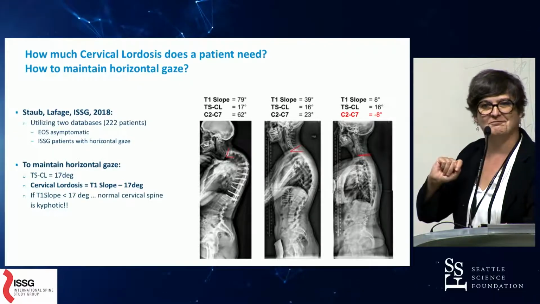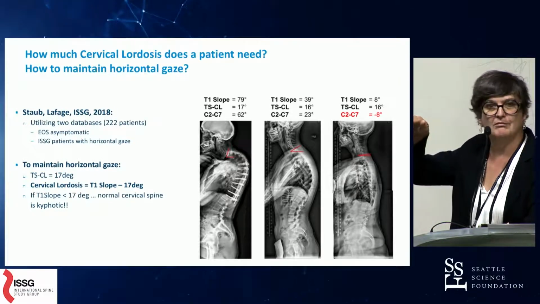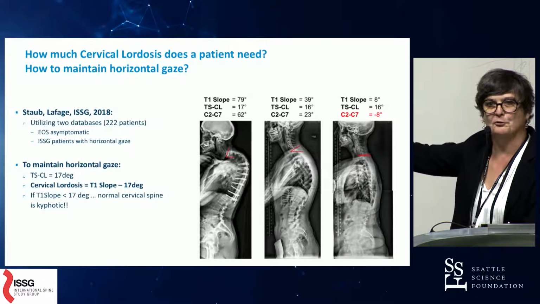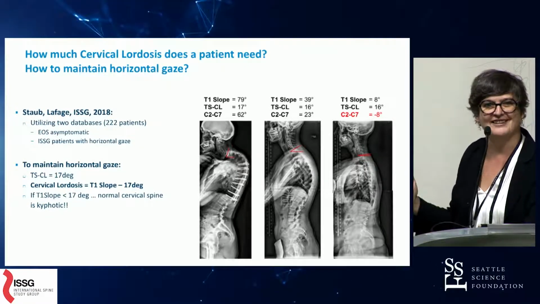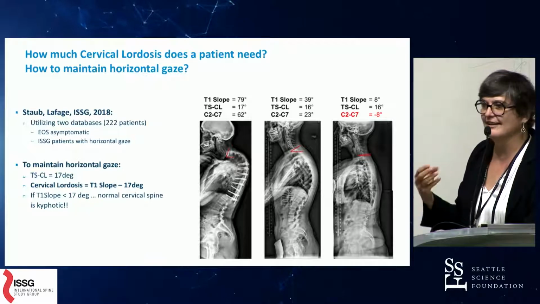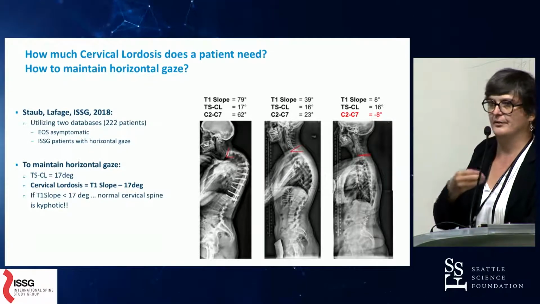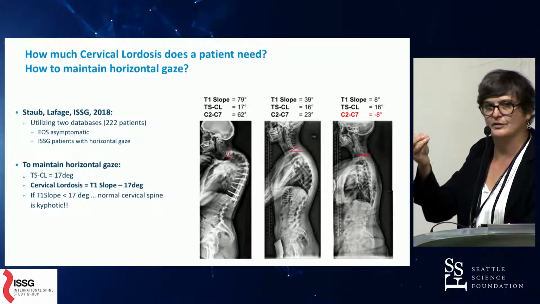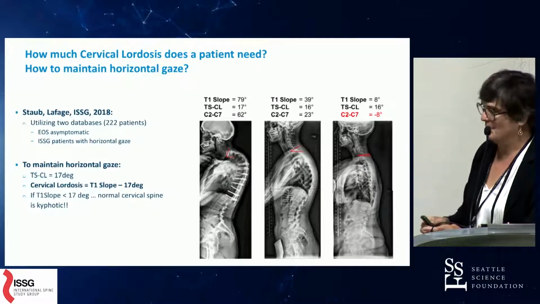So what does it mean? It means that if your T1 slope is 0, you're supposed to have 15 degrees of kyphosis to have a horizontal gaze. And that's quite important because we're not trying to restore lordosis, we're not trying to restore shape, we're trying to restore something that works with whatever is above and below.